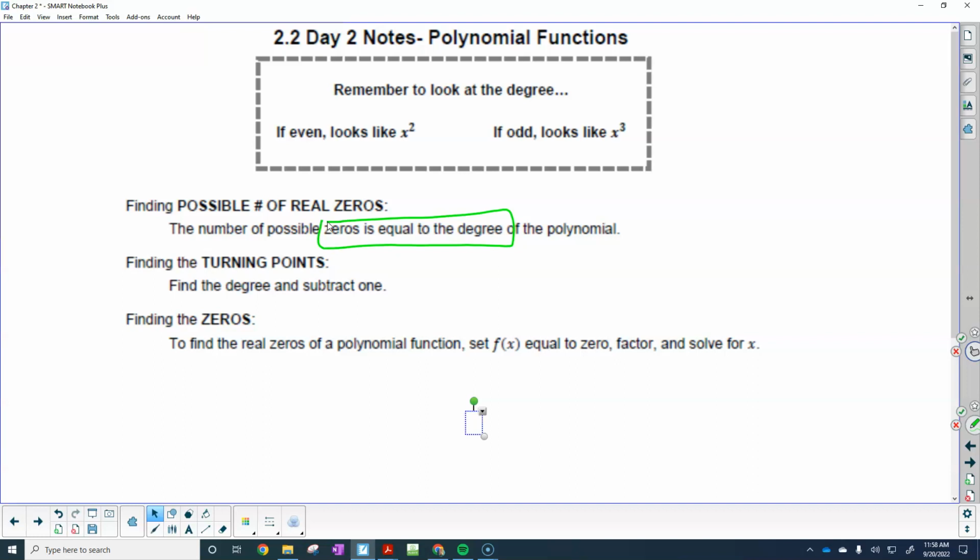Turning points. The turning points are exact. So the first little bullet here is possible. This is exact. So if the degree is 7, then the graph turns exactly 6 times. If the degree is 1000, then it turns exactly 999 times. This is exact, that's possible.